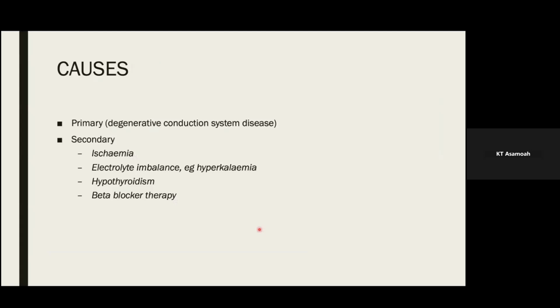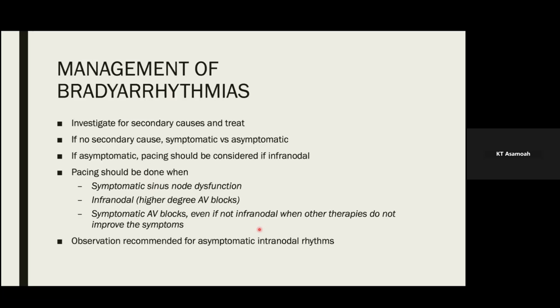Causes may be degenerative conduction system disease, which is primary, or it may be secondary. So anytime you have these heart blocks, you need to investigate, see if it's secondary. If it's secondary and you can correct something, you correct it, and then observe. If the heart block does not correct to normal, then you can go ahead and act further on it. As a general rule of thumb, once the patient has a symptomatic bradycardia that is not amenable to any therapy, then the person is a candidate for pacemaker therapy.